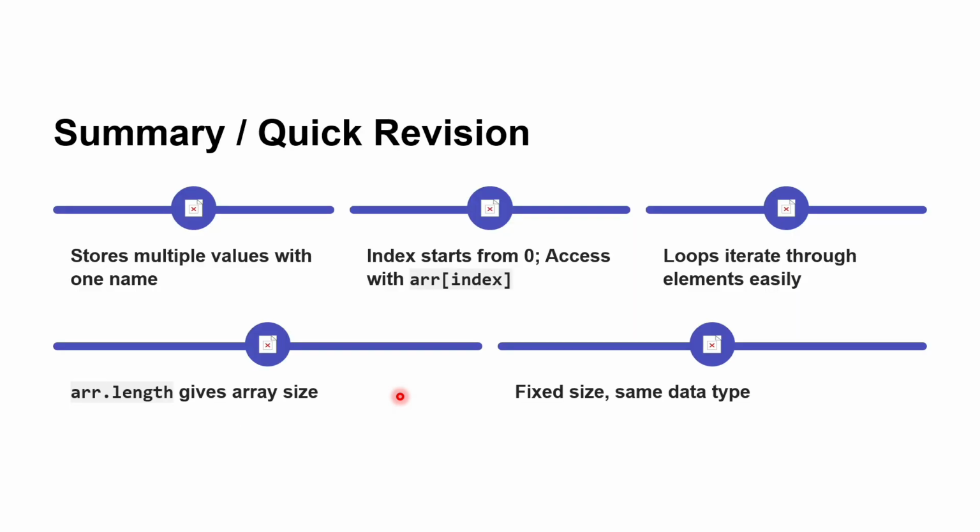So let us summarize what we discussed today. An array stores multiple values with one name, and its index starts from 0. We can access it using the array name and the index. Loops just iterate through all the elements easily. Array dot length gives the array size, and the array is of fixed size, and only the same data type variables can be stored in an array. So this was a quick revision of today's tutorial.